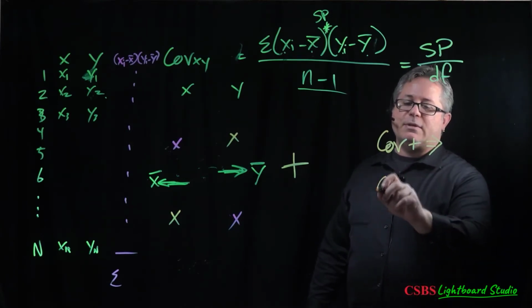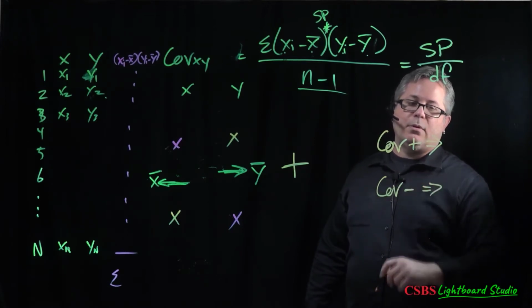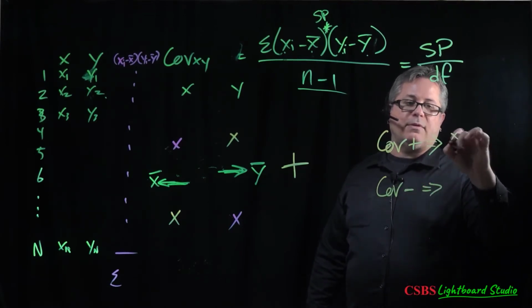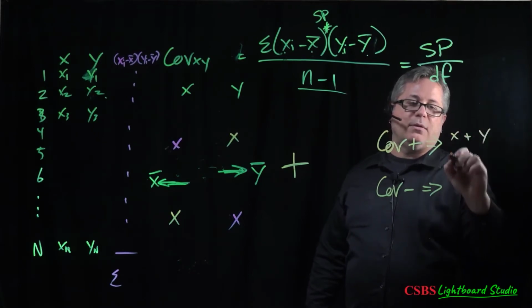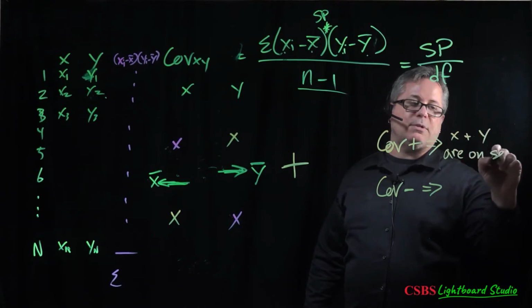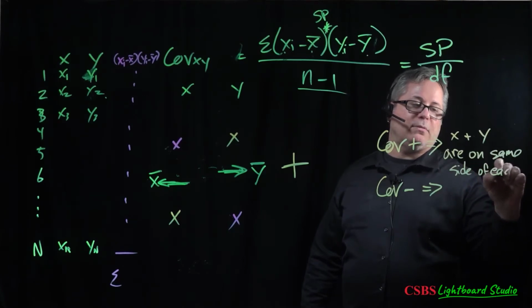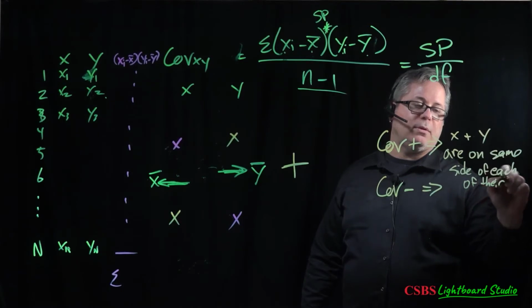If a covariance is negative, so it means that x and y are on the same side of, it's really each of their means. It's not like there's one mean, each of their means, right?